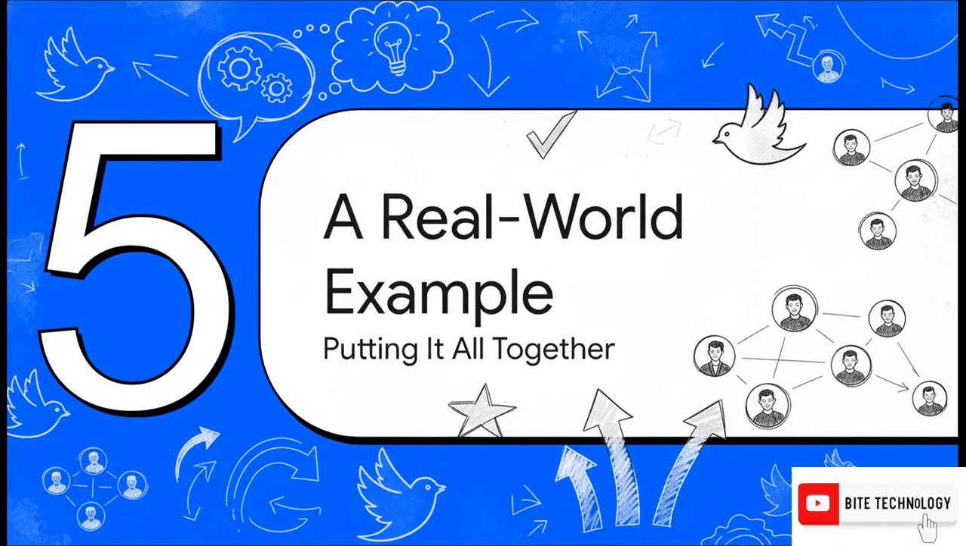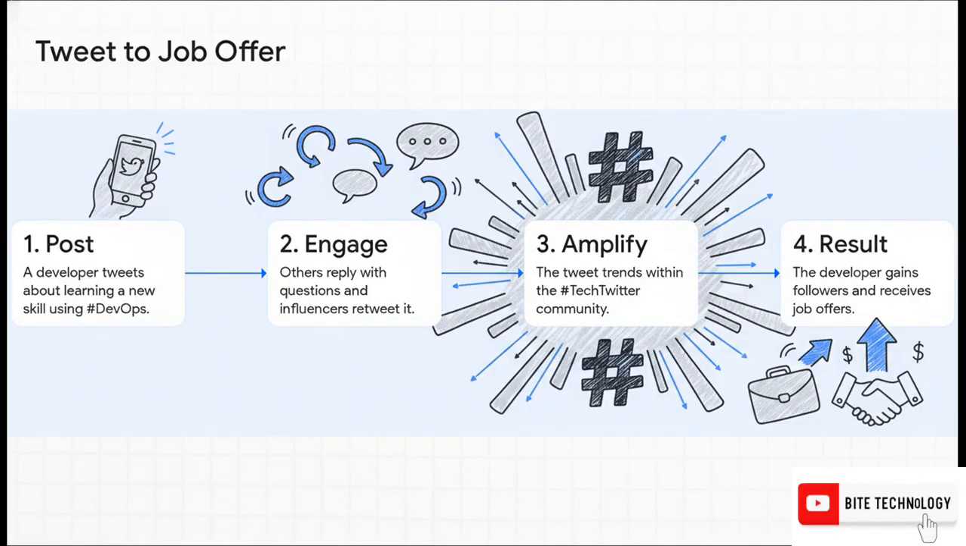So, let's put all these pieces together and look at a real-world example. How can all these little features actually lead to something big for someone? Okay, so follow this. Step 1. A developer in Nigeria tweets about a new skill they're learning, and they use the hashtag DevOps. Then, step 2, people start to engage, they reply, ask questions, and some influential accounts even retweet it. That leads to step 3, amplification. The tweet starts trending within that hashtag tech Twitter community. And the result? The developer gets a ton of new followers and even gets job offers. That's the whole system, right there, working perfectly.